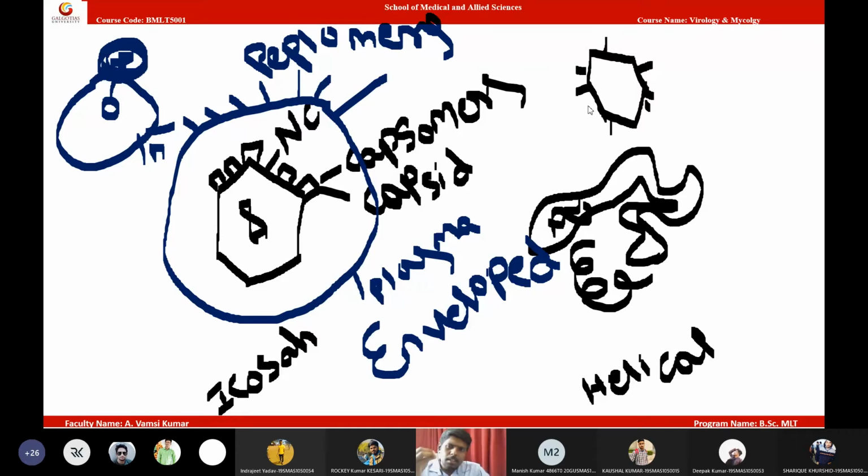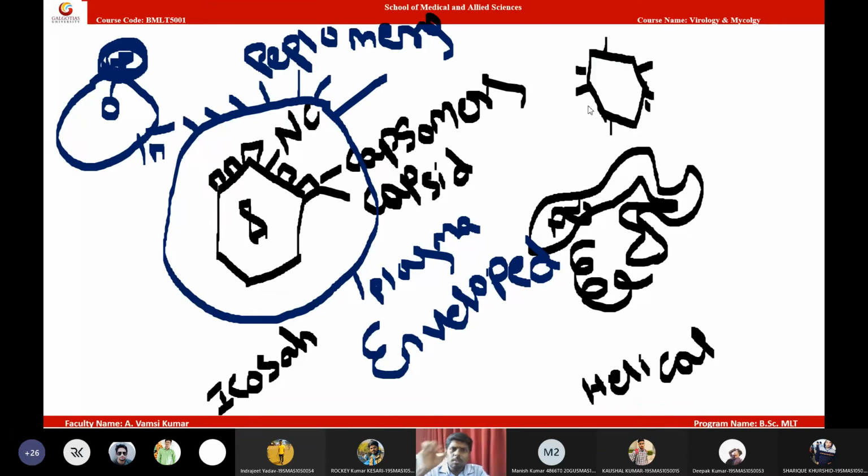That means enveloped viruses are easy to kill compared to non-enveloped viruses. Since non-enveloped viruses don't have any envelope, they are resistant to alcohols. You cannot kill a non-enveloped virus with an alcohol sterilizer or sanitizer.